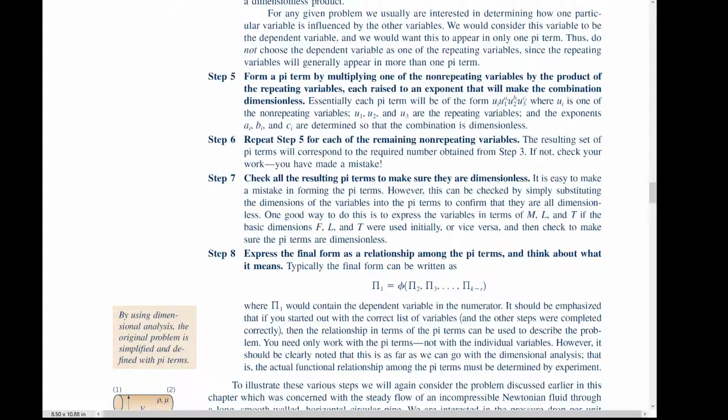Step 5. Form a pi term by multiplying one of the non-repeating variables by the product of the repeating variables, each raised to an exponent that will make the combination dimensionless. Essentially, each pi term will be of the form u sub i, u1 to the a sub i, u2 to the b sub i, u3 to the c sub i, where u sub i is one of the non-repeating variables, u1, u2, and u3 are the repeating variables, and the exponents a sub i, b sub i, and c sub i are determined so that the combination is dimensionless. Step 6, repeat step 5.